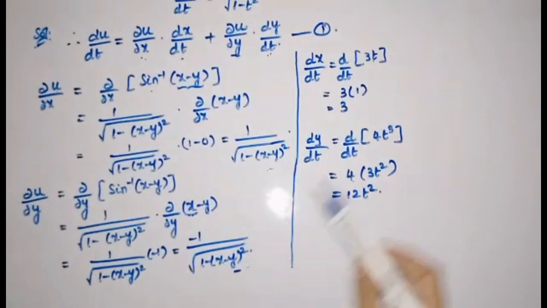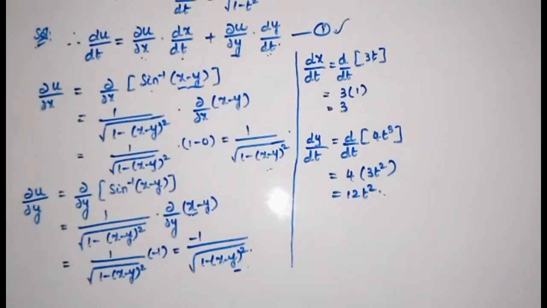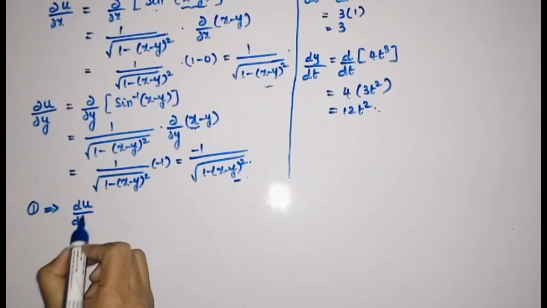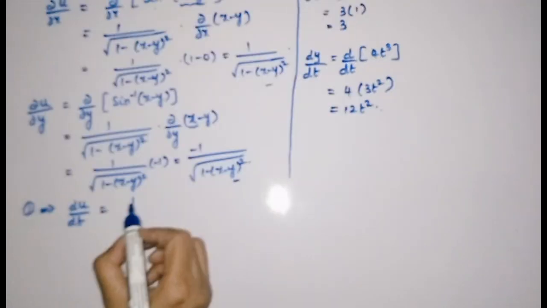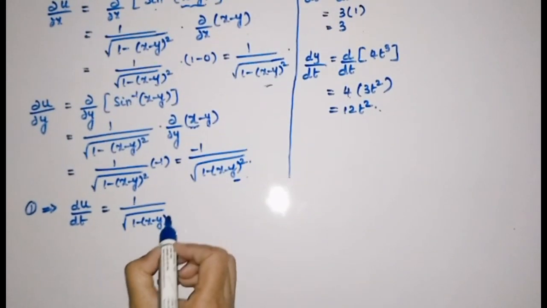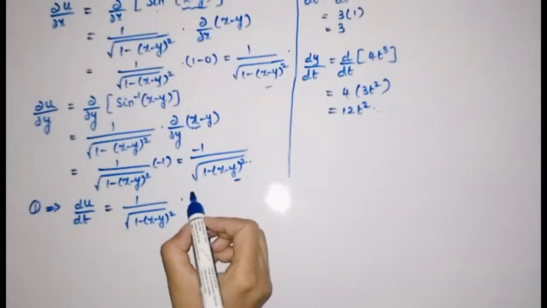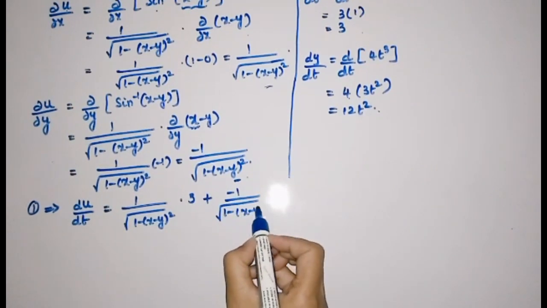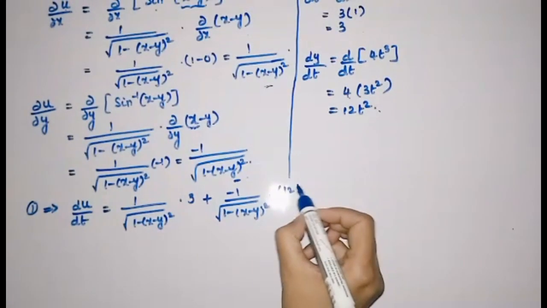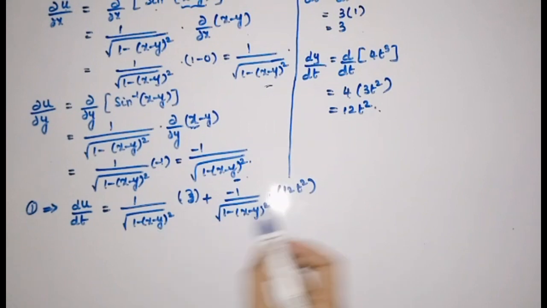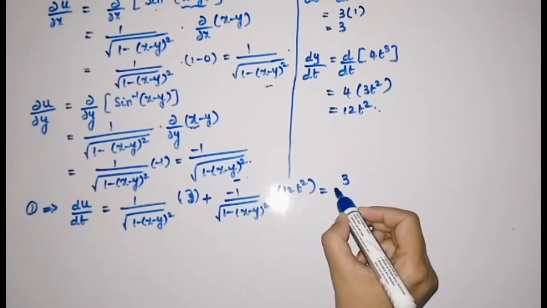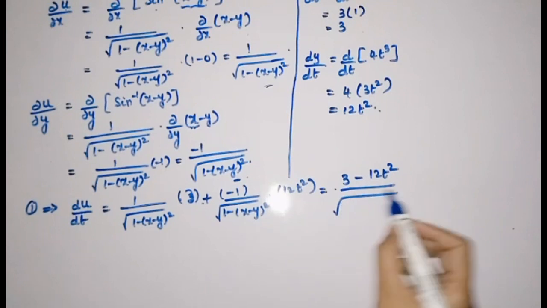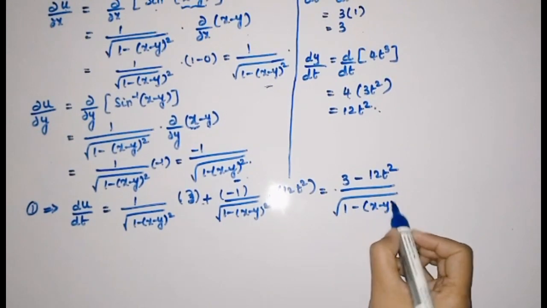Now substituting all these values in equation number 1, we get du by dt. The first equation implies du by dt is equal to dou u by dou x, which is 1 by square root of 1 minus x minus y whole square, into dx by dt, which is 3. Substituting 3 here, plus dou u by dou y, which is minus 1 by square root of 1 minus x minus y whole square, into dy by dt, which is 12t square. Now this is equal to, here the denominator is the same, we get in the numerator 3 minus 12t square, whole divided by square root of 1 minus x minus y whole square.